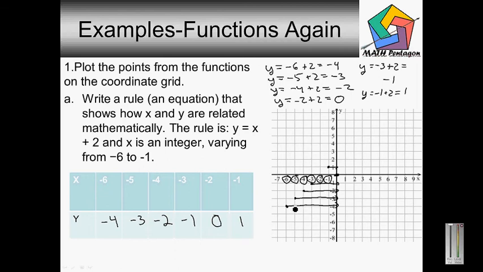We have right here negative 6 and negative 4. Here we have negative 5 and negative 3. Right here we have negative 4 and negative 2. And right here we have negative 3 and negative 1. And then negative 2 and 0 is right here, and then right here we have negative 1 and 1. So we plotted all the points that we needed to do.